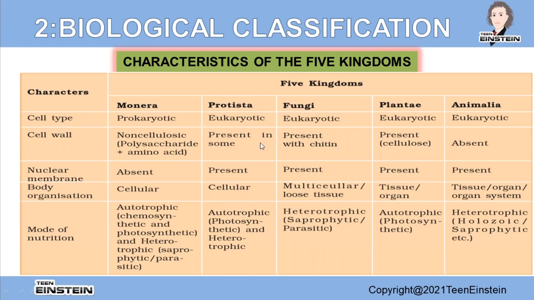In Protista, you can see it is a bit more advanced, because Monera is prokaryotic, while here it is eukaryotic. The cell wall is present in some organisms. The nuclear membrane is present because the cell is eukaryotic. The nucleus is present, so the nuclear membrane is also present. Body organization is at the cellular level, same as in Monera. Then the mode of nutrition is autotrophic and heterotrophic. We can see both autotrophic and heterotrophic organisms here also.